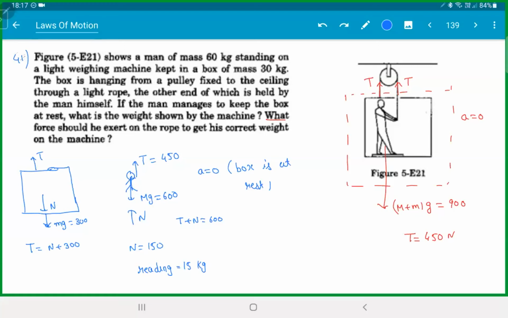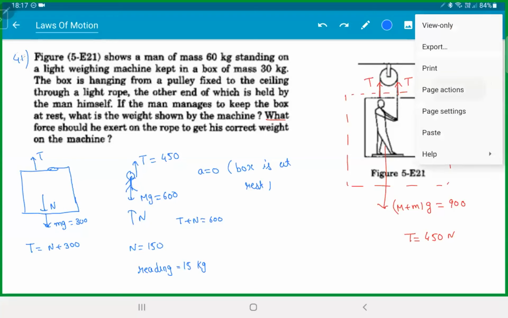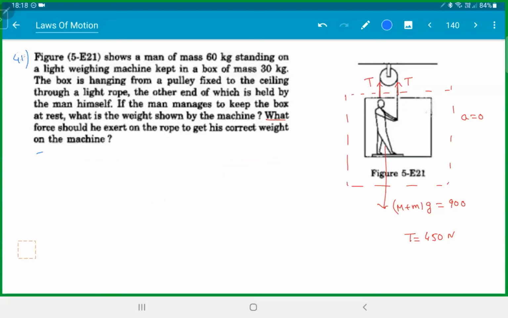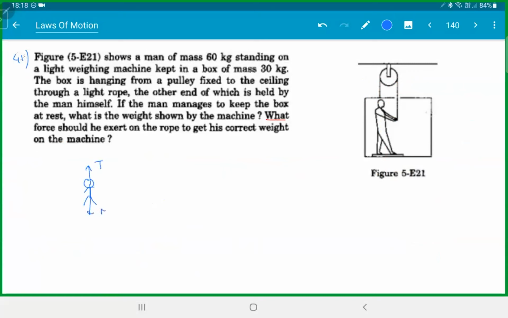Clear? What about the second part? Now for the second part, see. It is saying the weighing machine measures the same reading as the mass. So N, mg, which is 600. This is the normal reaction, which is also 600.